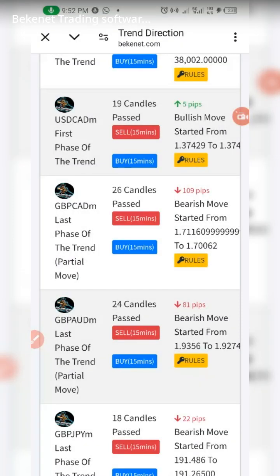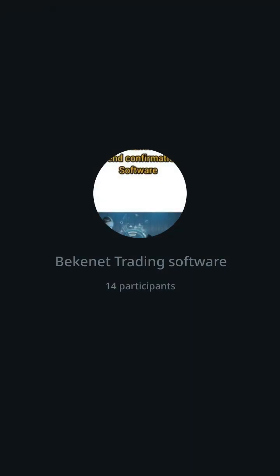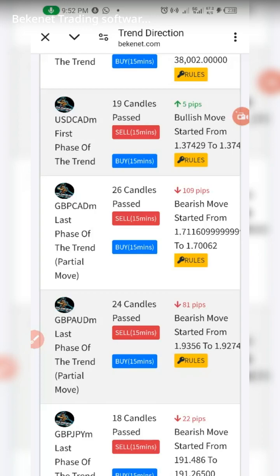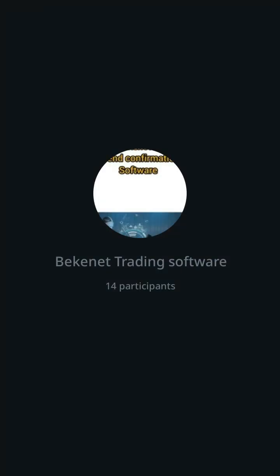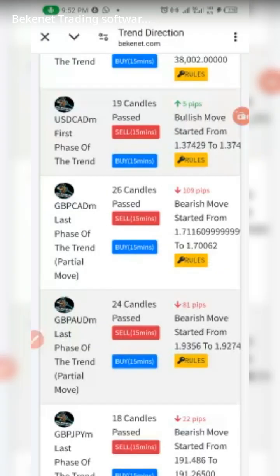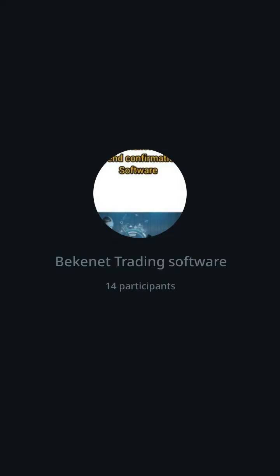Let me come in. Let me ask this question, please. Assuming the 4 hours is on the last phase of the bearish move, and we are seeing 15 minutes on the first phase of that bearish move, you can still take the trade? Yes.